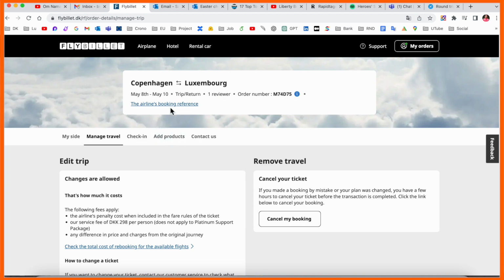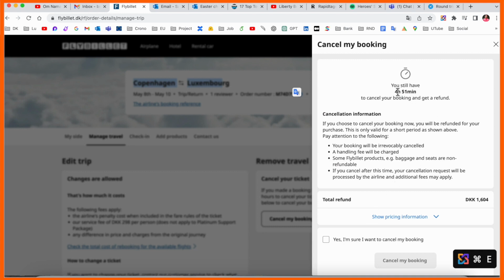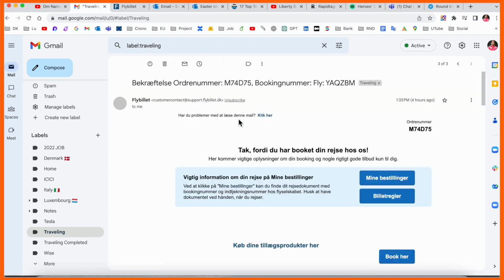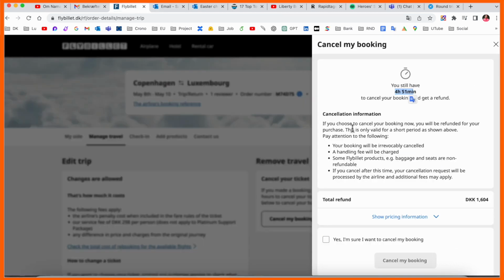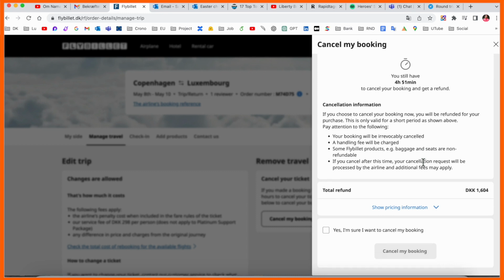Okay, look at this, this is the website. I have already logged in with my username and password. My flight is Copenhagen to Luxembourg, 9th and 10th May return flight, and if I click here on cancel, look at this, I have some time. I booked the flight exactly today at 1:33 p.m., so 4 hours ago, which means right now I have about 5 hours more or less. So we have 10 hours in which you can cancel the flight.